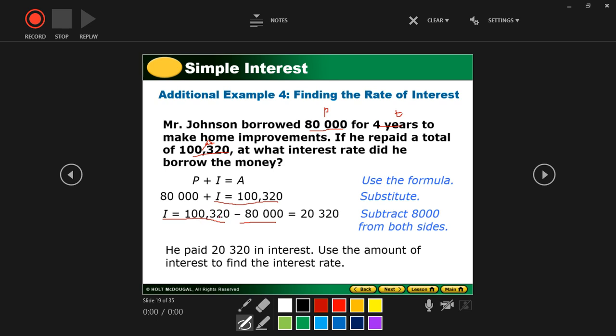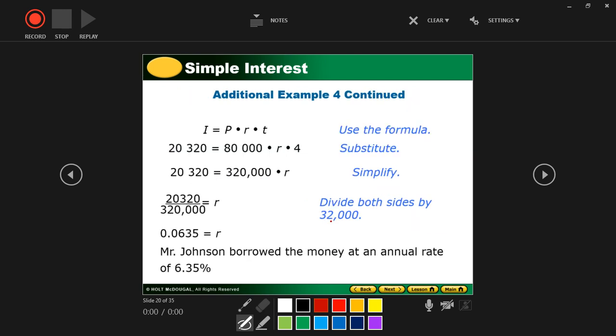So 100,320 minus 80,000, this gives us 20,320. So this is the interest only. This is not yet the rate of interest, not yet the percentage, no? So only 80,000 was borrowed, he paid 100,320, meaning the interest is 20,320.